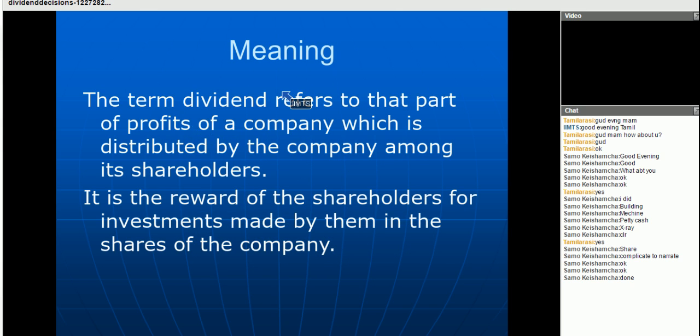So what is the meaning of the dividend? It is the part of the profit which is distributed by the company amongst its shareholders. It is the reward of the shareholders for investments made by them in the shares of the company. Yes, they buy the shares. Why do companies sell shares? What is the purpose of that?